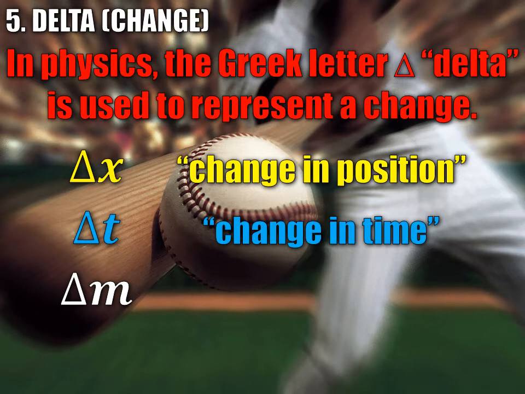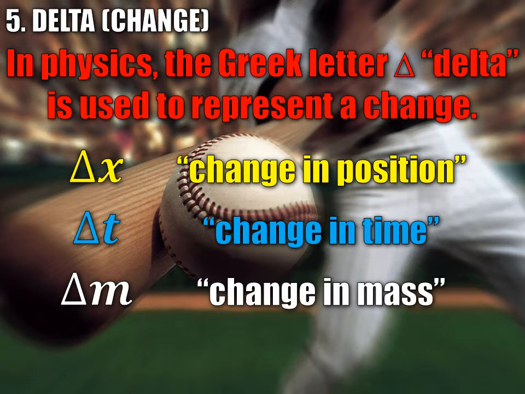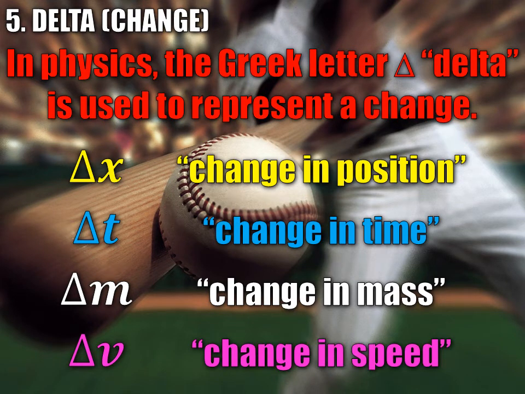Realize that m is a symbol, not a unit abbreviation. This is not change in meters, this is change in mass. Symbols are representative of physical quantities, not units. Units get abbreviations and they always come after a number. And delta v would be the change in speed.